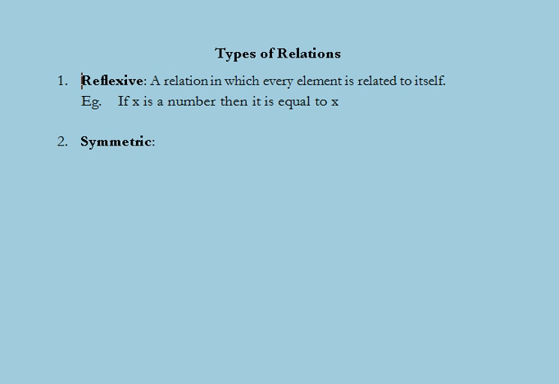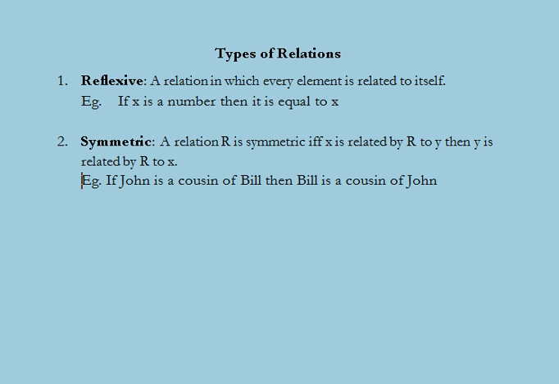Next, we are going to discuss the symmetric relation. A relation R is symmetric if and only if x is related by R to y, then y is related by R to x. For example, if we consider John to be the cousin of Bill, then Bill is obviously the cousin of John. This relation represents the symmetric relation.